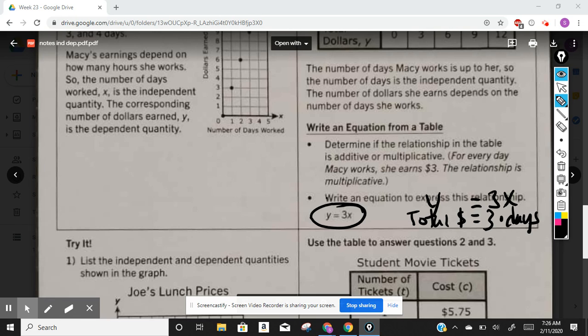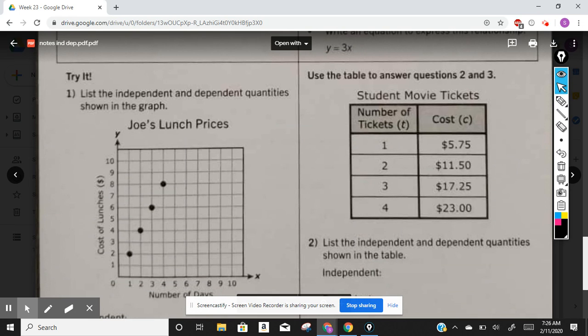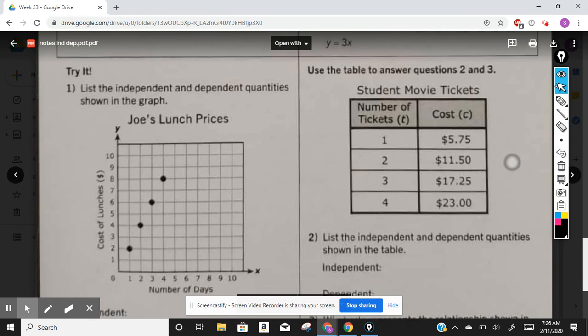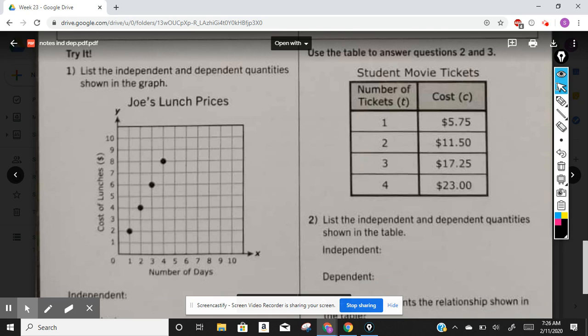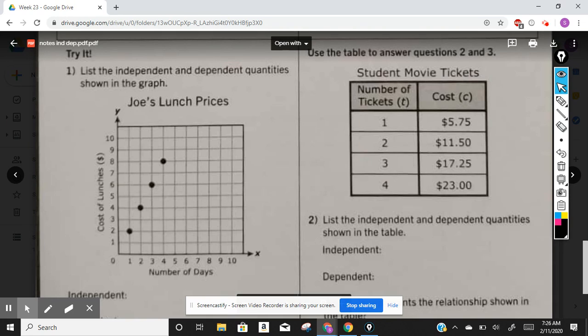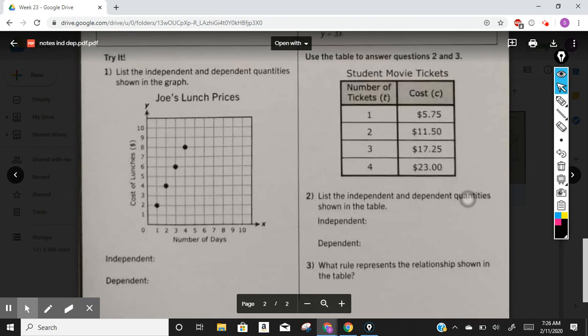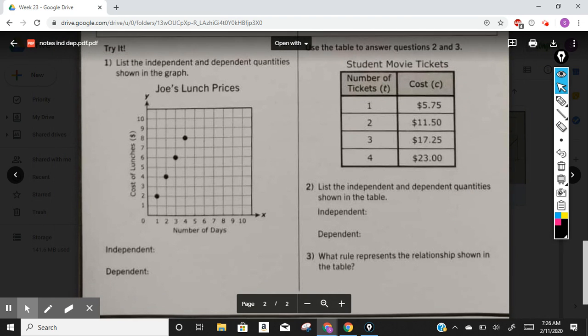Okay, let's try an example down here. It says use the table to answer questions 2 and 3. So students' movie tickets, number of tickets is T, and you have 1, 2, 3, 4. The cost is C, and this is how much the tickets cost. And we're going to answer some information about this. So if I look right here, I'll make this a little smaller because I want to have everything.